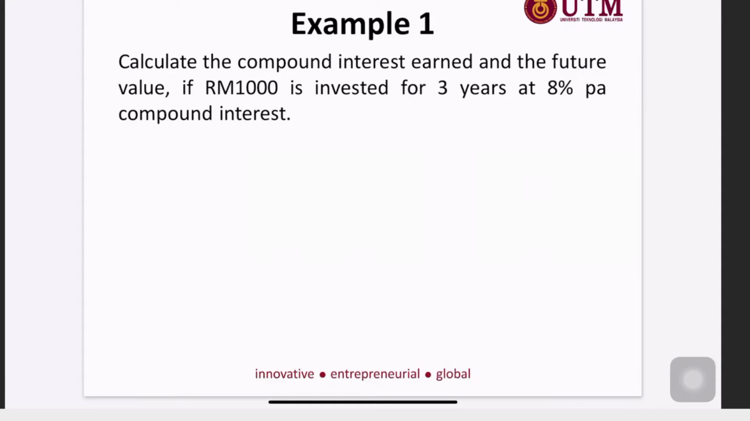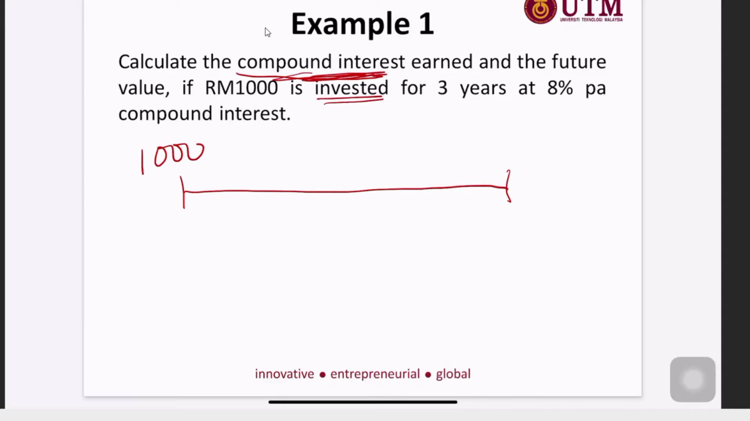Calculate the compound interest earned and the future value if 1,000 is invested for 3 years at 8% per annum compound interest. First we make the time diagram. We need to find the compound interest, that means the amount of interest, and the future value. So 1,000 is invested at the present time for 3 years at 8% per annum compound interest, so your I would be 0.08. We have 1, 2, 3. Try this one, how to calculate the compound interest using the time diagram. I have not shown you the formula yet.